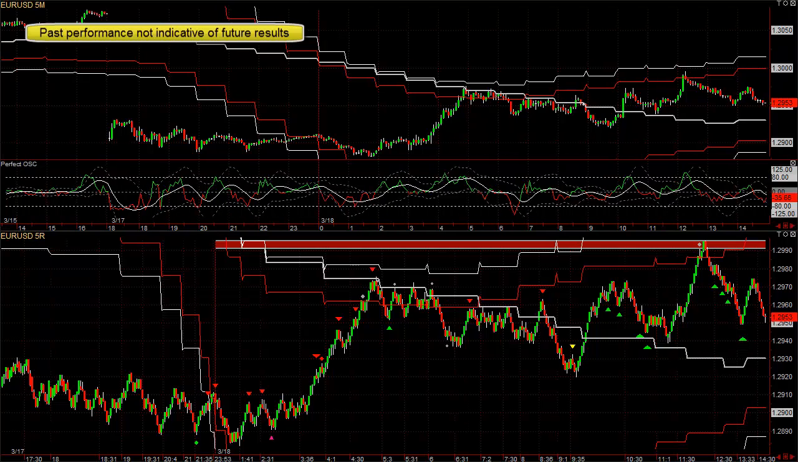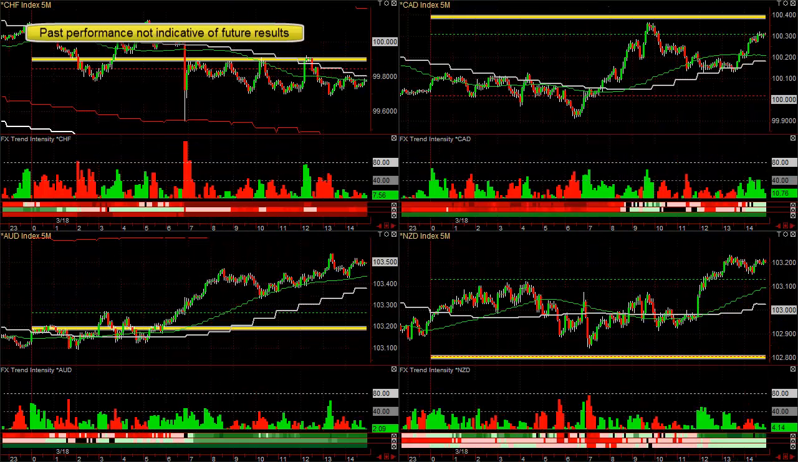Those are some of the higher probability trades. Let's take a look at some of the other currencies and spot some high probability patterns. Here the Australian, it's trending up, found resistance at the previous day's high, breaks out and makes a higher high today than it did the previous day.